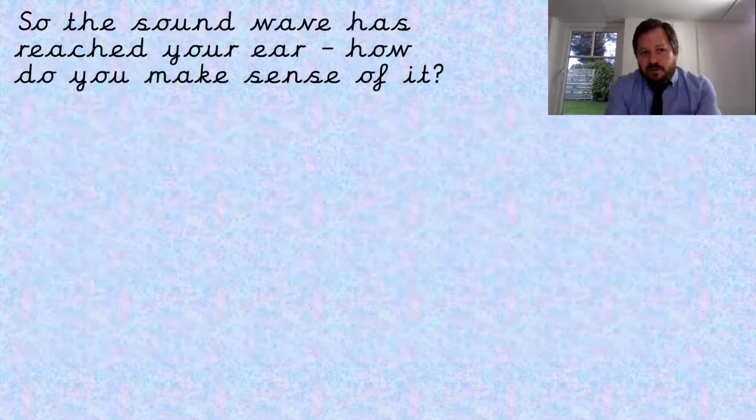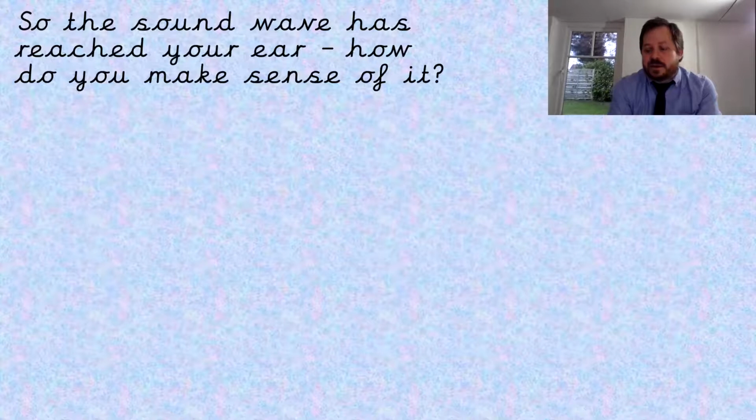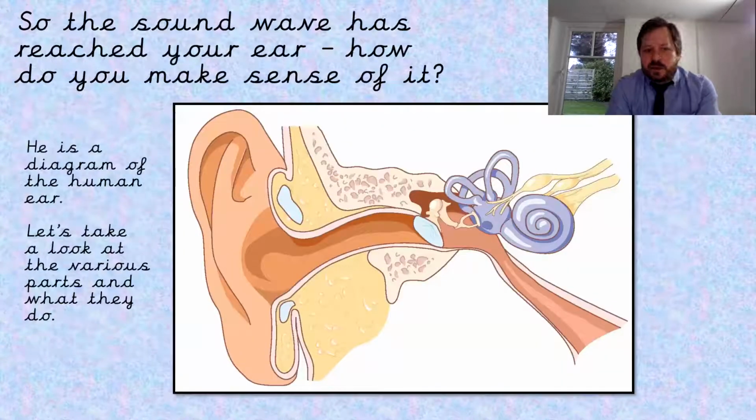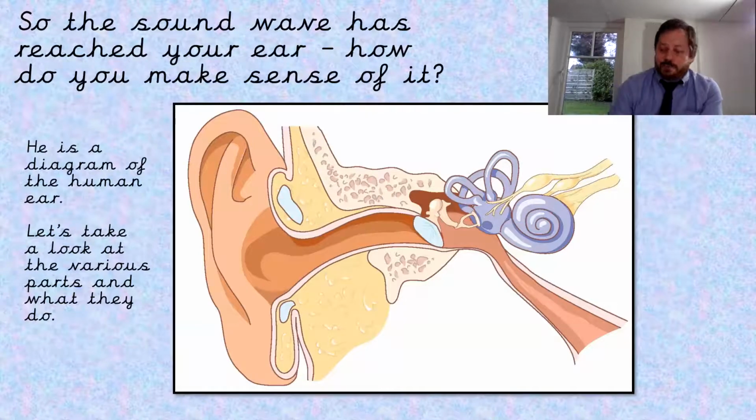So sound wave has reached your ear. How does your ear make sense of it? Well, this is your ear. So this is a diagram of an ear, a human ear, and we'll take a look at the different parts within the ear itself and what they do and how that helps us hear.